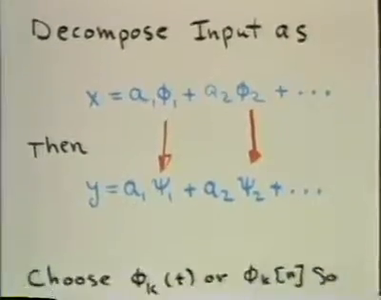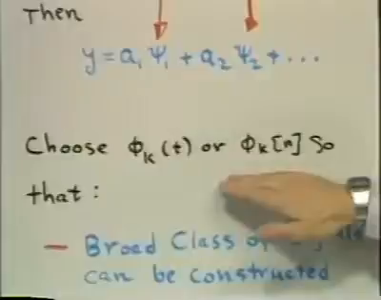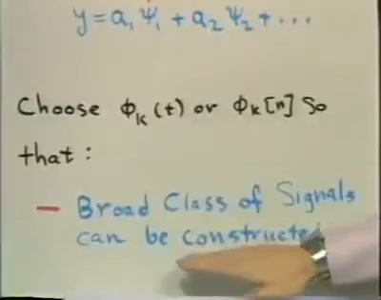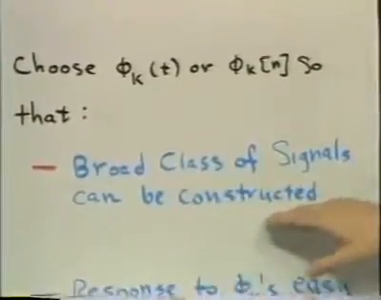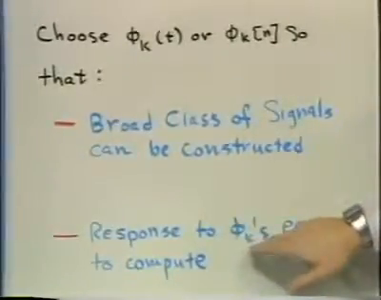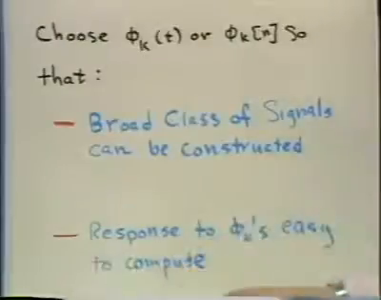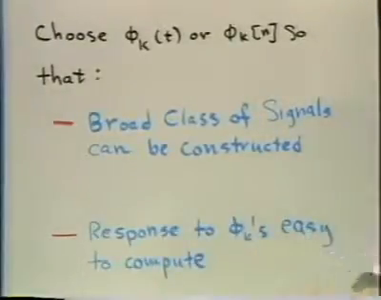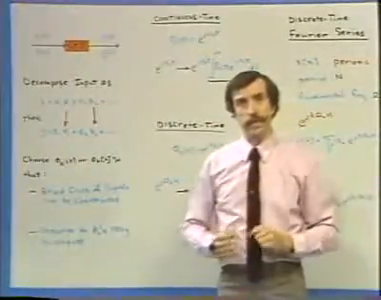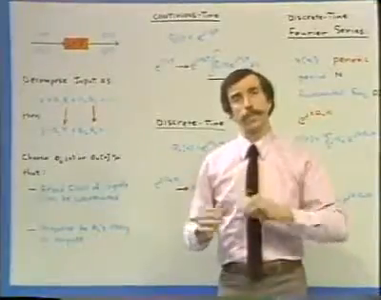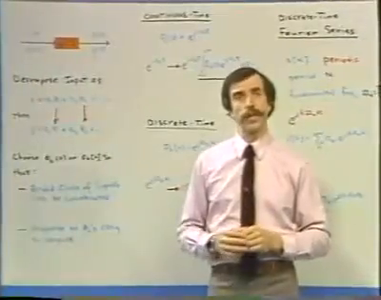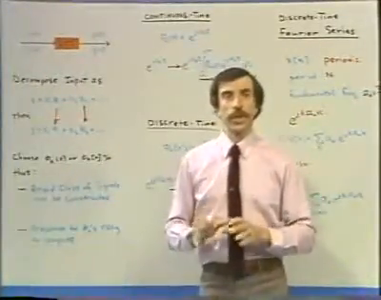We then focused on the notion of choosing the basic inputs with two criteria in mind. One was to choose them so that a broad class of signals could be constructed out of those basic inputs. And the second was to choose the basic inputs so that the response to those was easy to compute. And as you recall, one representation that we ended up with, with those basic criteria in mind, was the representation through convolution.